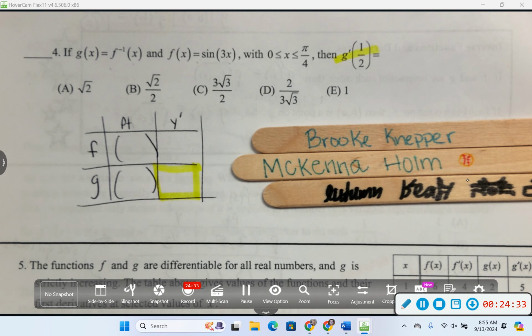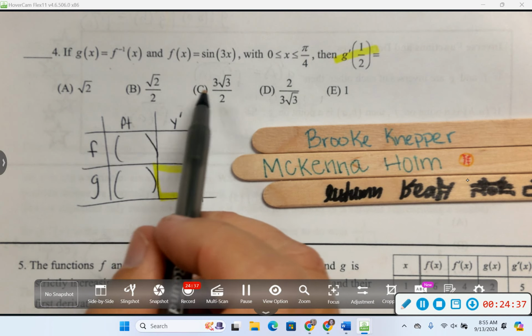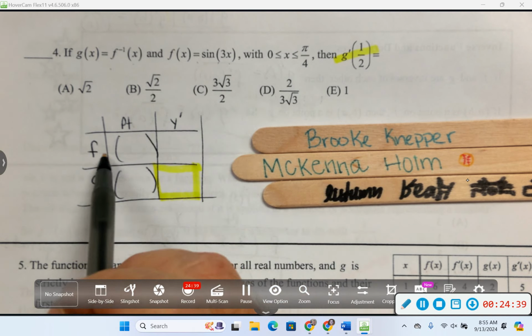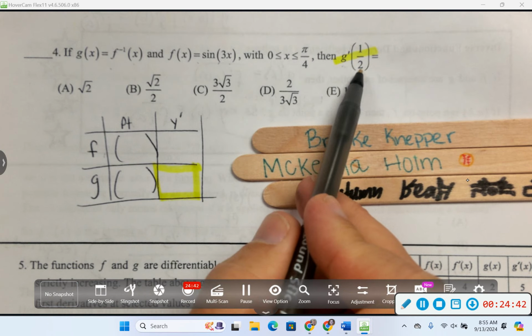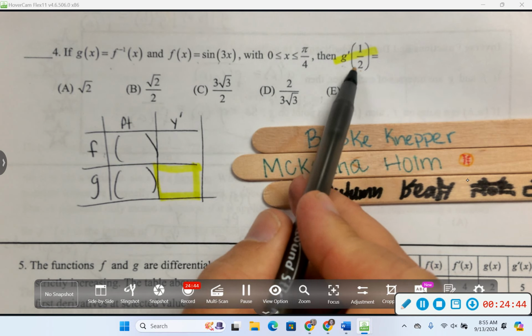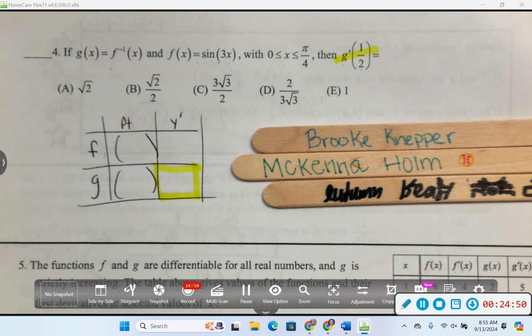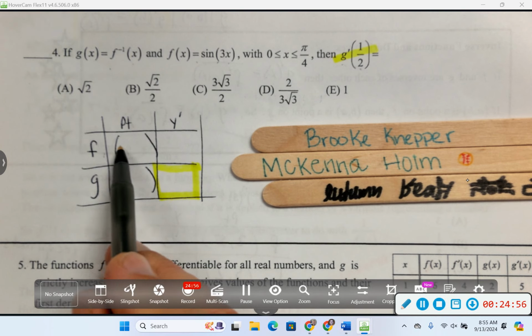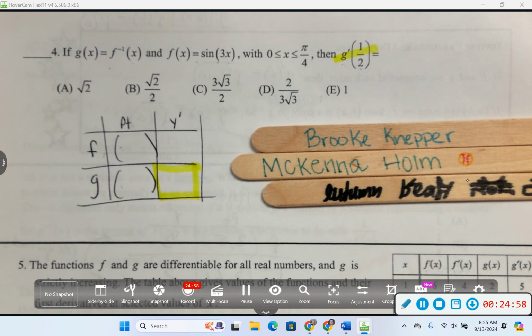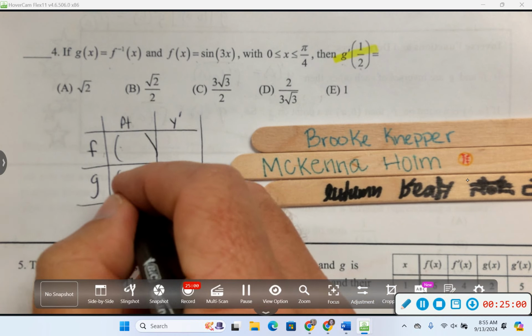X value for f is... Let's back up. Before we get to f, if I want g prime at 1/2, is that 1/2 an x value or a y value? Right, if it's in parentheses, it's an input. So it's an x value. Well, which x value is it? Is it the f x value or the g x value? It's the g x value.